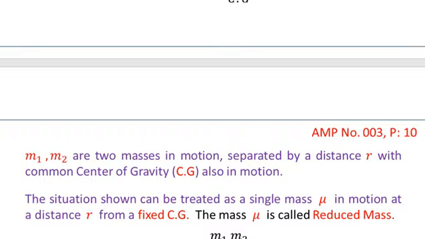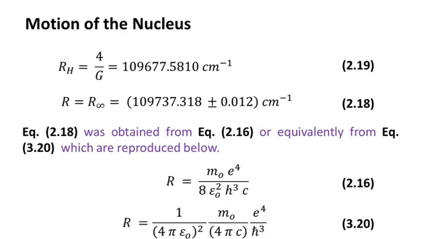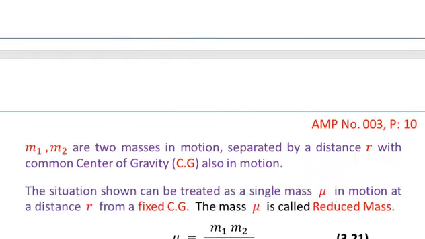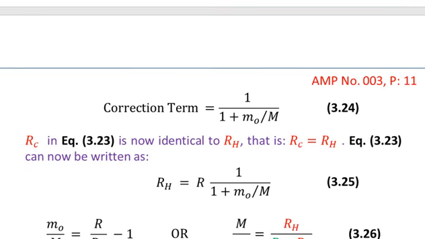So under this condition, the values RH and R would be the same if you multiply this value with the correction factor. The second value in equation number 2.18 must be multiplied with the correction value, and the correction term was equal to 1 over 1 plus m naught over capital M, where m naught is the mass of the electron and capital M is the mass of the nucleus.